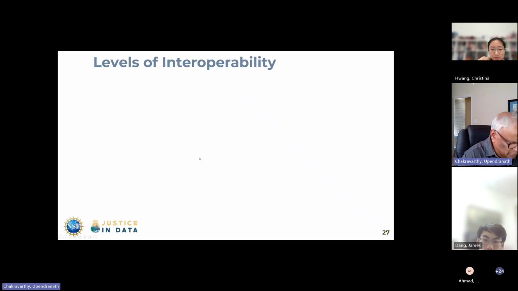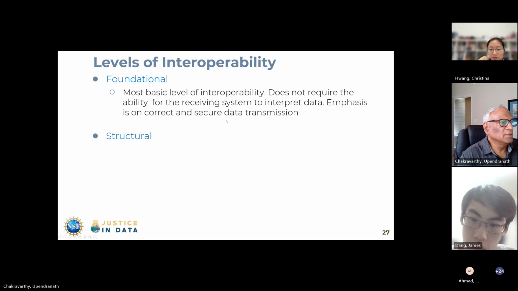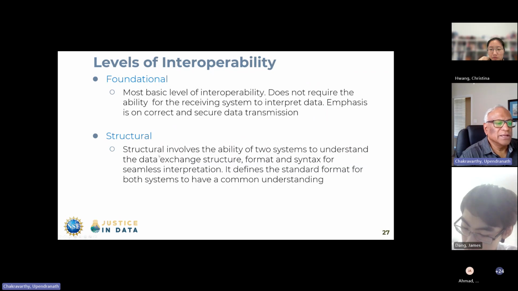So there are levels of interoperability I mentioned, so I may take another 10, maximum 15 minutes to wrap this up. Foundational is the most basic level of interoperability. Emphasis is on correct and secure data transmission. Structural involves ability to understand the data exchange structure, format and syntax. Seamless interpretation, it defines the standard format.